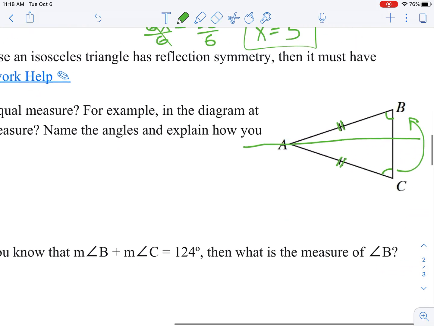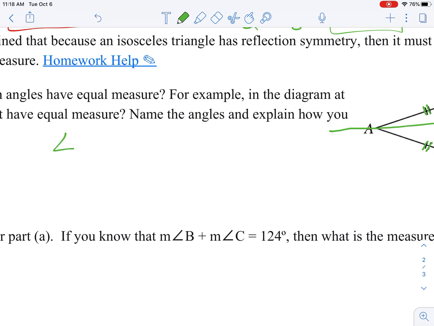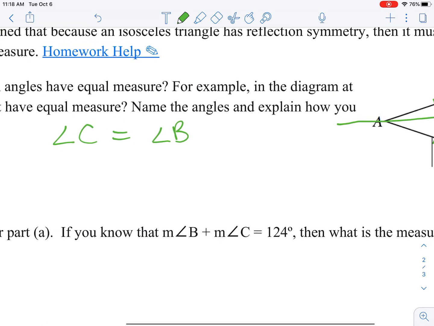So name the angles, explain how you know. So we can say angles C and B are equal, and if you want, you could just say angle C is equal to angle B, and then we know because of the reflection symmetry.